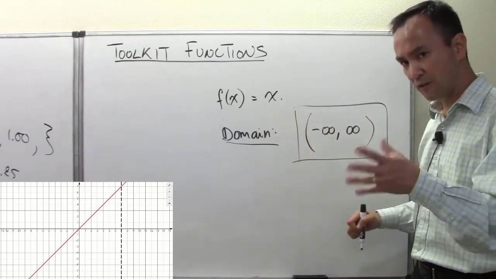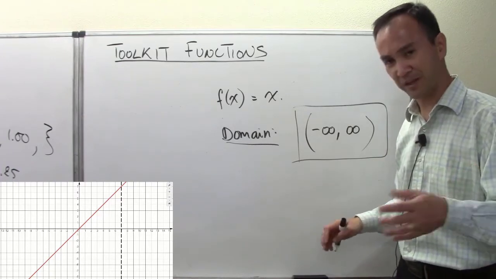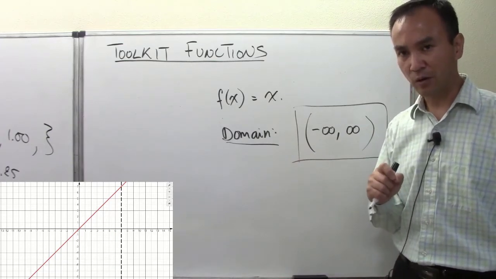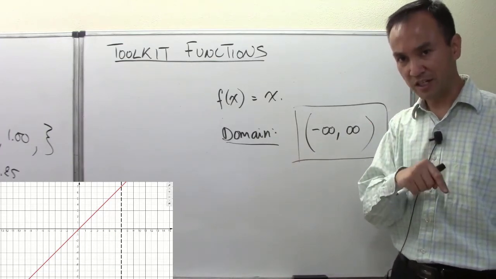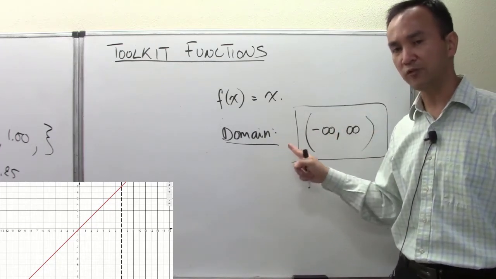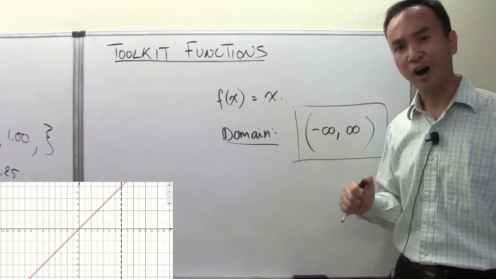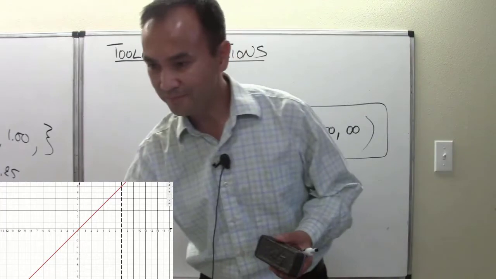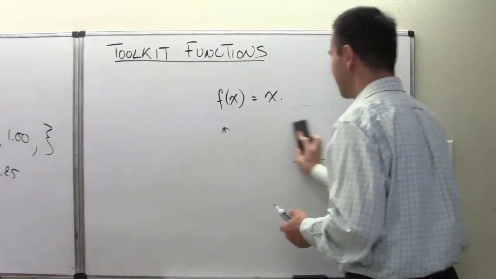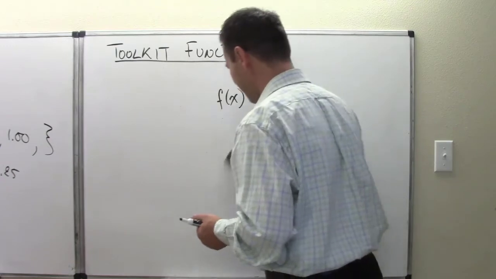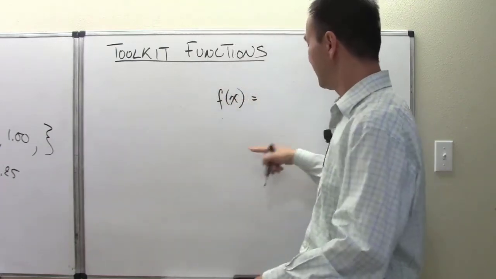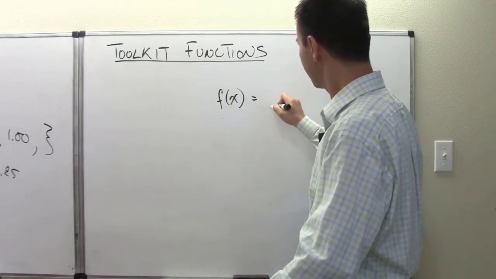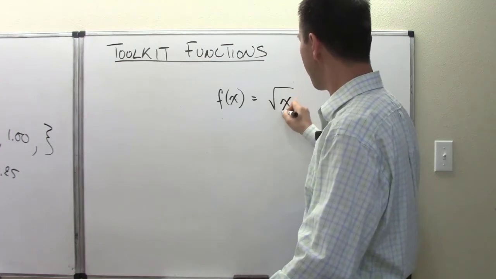Okay, I'm going to go over a couple other toolkit functions, and then for the rest of the toolkit functions that I have introduced in the earlier video lessons, I want my viewers and my students to investigate, to explore, and to discover the domain of those functions on your own. Okay, and so now after this identity function, let's look at this square root of x function.